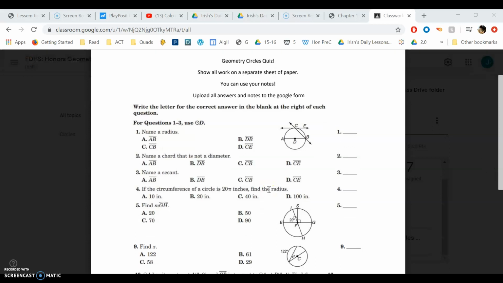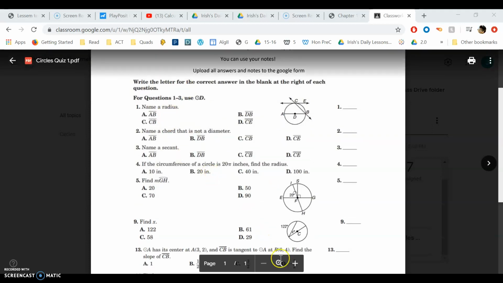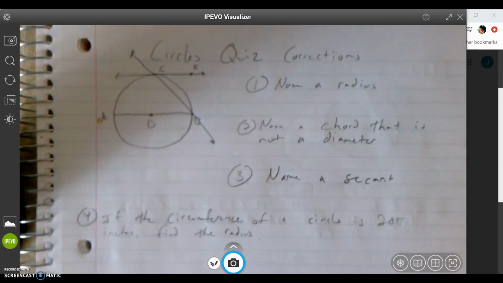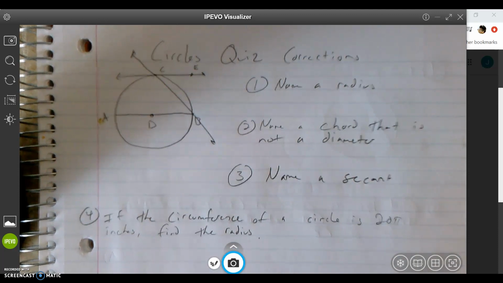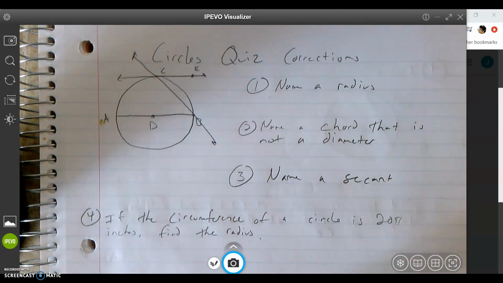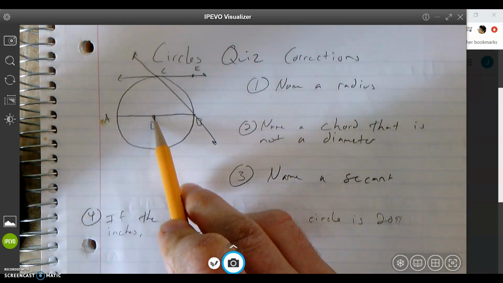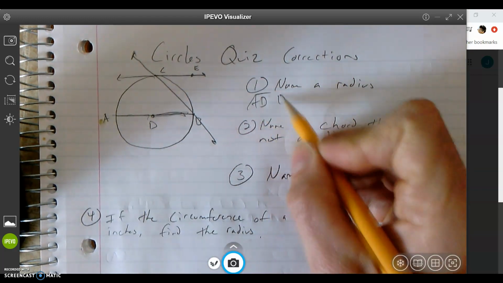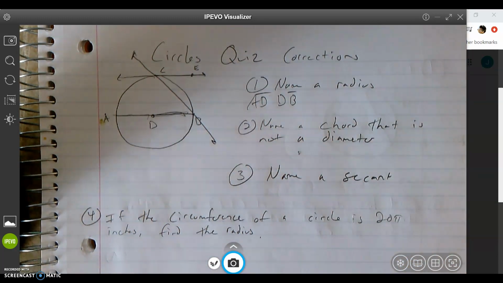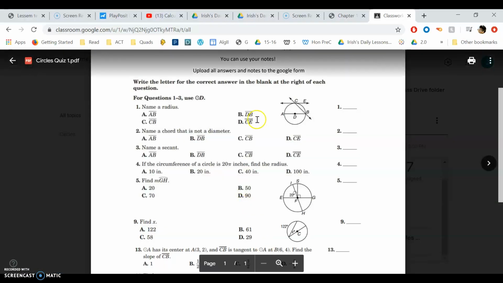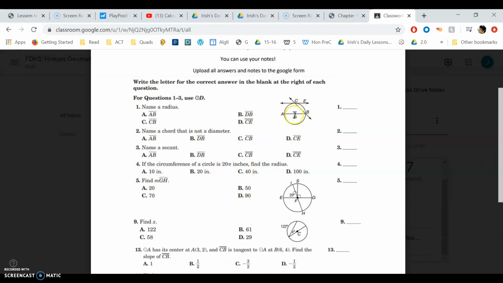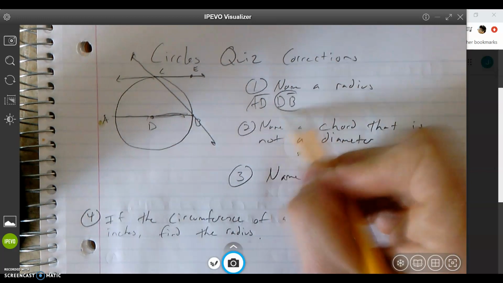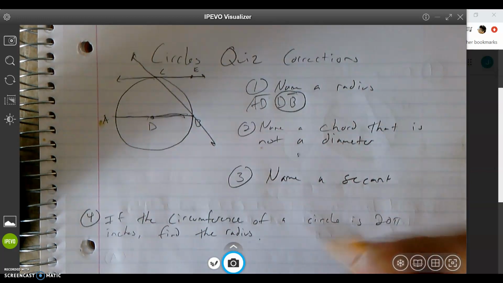Okay, here we go. I wrote it all in my notebook, so let's check it out. Circles quiz corrections. Number 1, name a radius of this. So it's either AD or DB. I think in this one, look back here, the answer is B, which is DB right there. So the answer is DB. AD is another answer you can write.